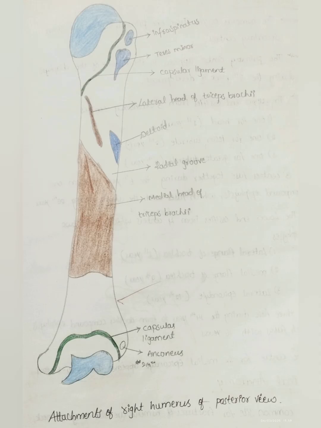Next, border. Coracobrachialis is inserted into the rough area on the middle of the medial border. On the medial border, coracobrachialis is inserted.